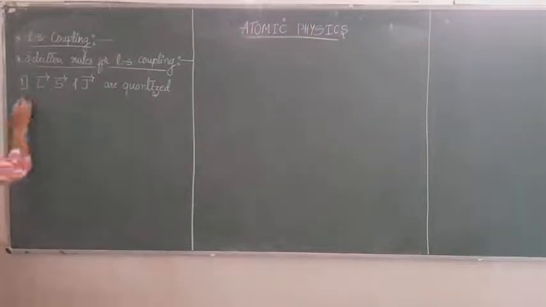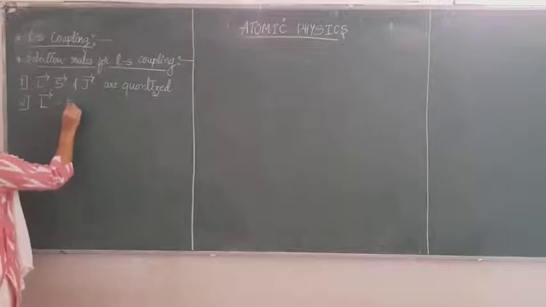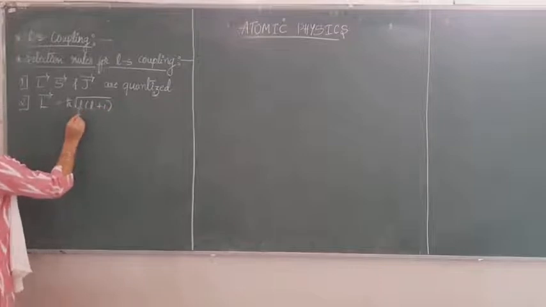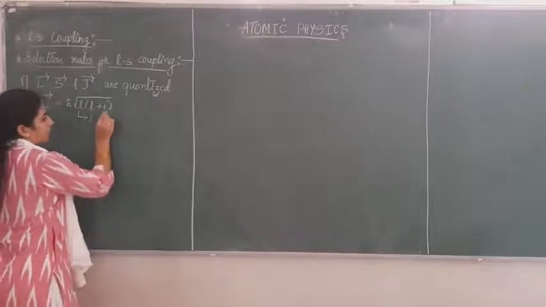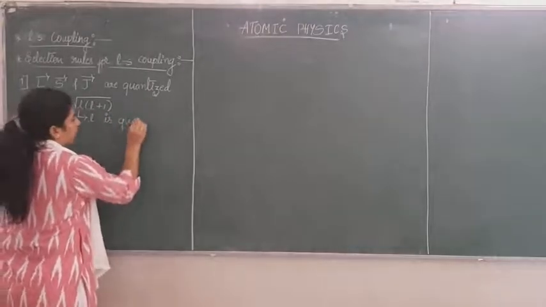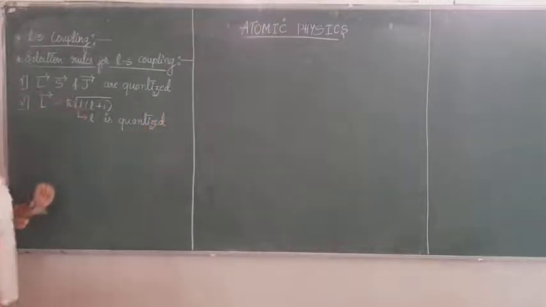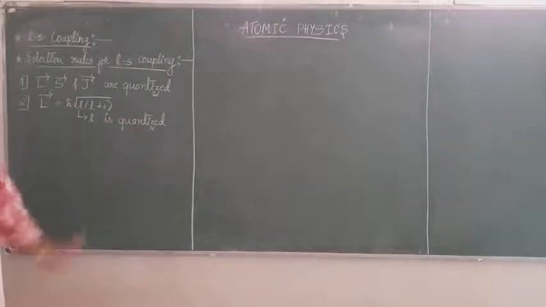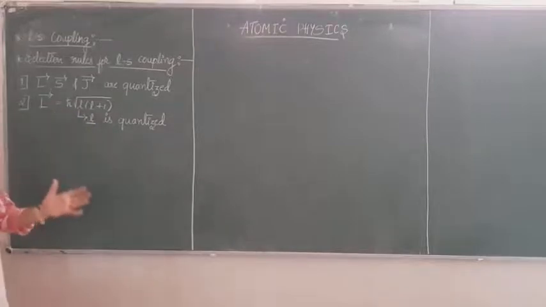The second rule: the resultant orbital angular momentum, which is given by h cross into under root of L into L plus 1, where this L, we all know, is quantized. If you refer to the previous lecture, you will see that this L is a quantum number, the resultant orbital angular momentum quantum number. So this L defines the atomic state of the particular system.